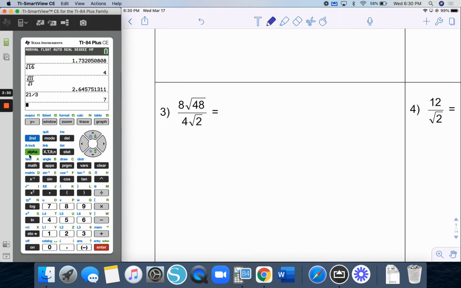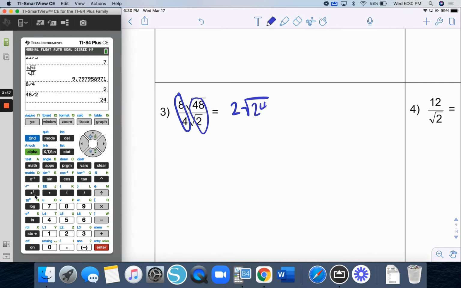Number 3, again, always check in the calculator. Unfortunately, dividing is not quite the same as multiplying, where you don't end up with quite as many that work out nicely, but you always want to check. This one does not work nicely, so we can divide outsides with outsides. So 8 divided by 4 gives us 2. Insides with insides, so we have 48 divided by 2, and we get 24.